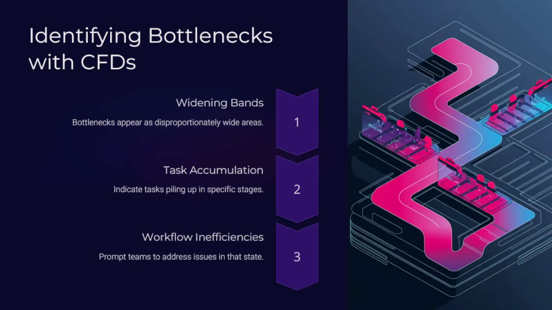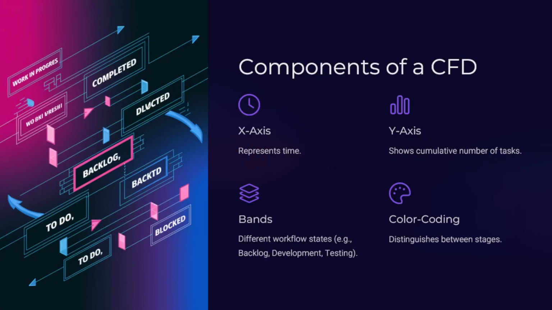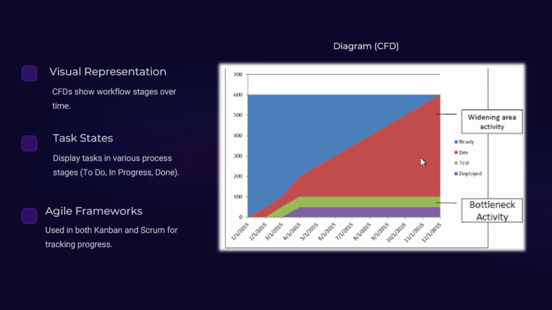Tracking and identifying the bottlenecks within the cumulative flow diagrams. As we could have seen in the previous example, the bottlenecks in CFD are represented by sections where the bands widen significantly. In our case, we had an issue with the testing phase where it's not moving, and the band of the development. Let me go back to see it. Yes, here. So this is a widening area activity.